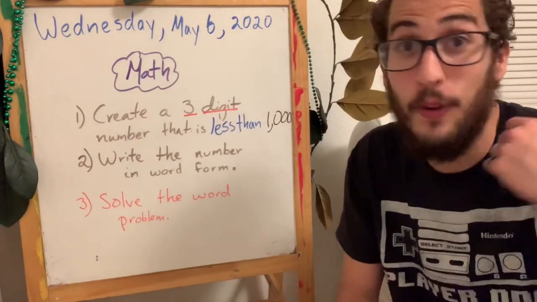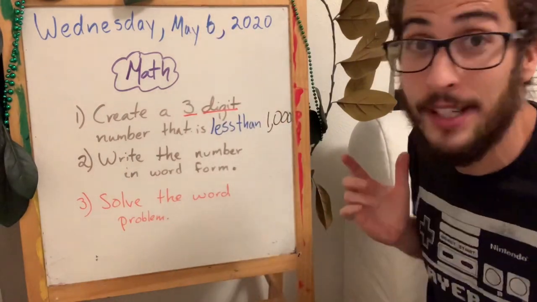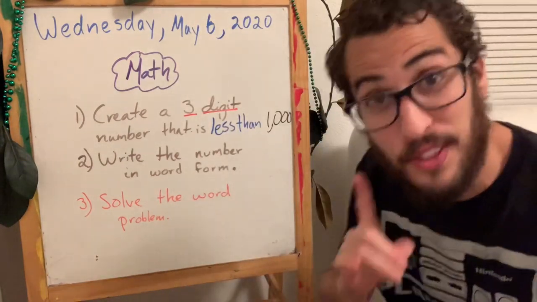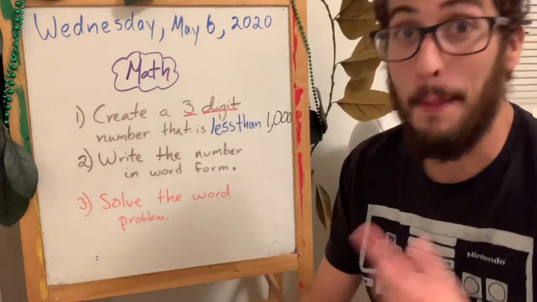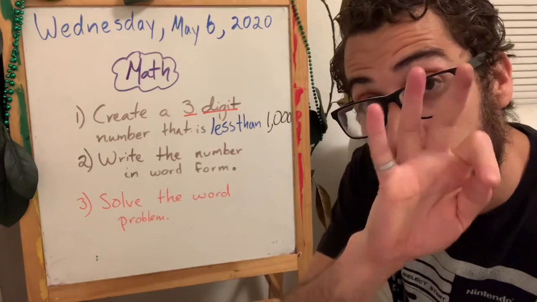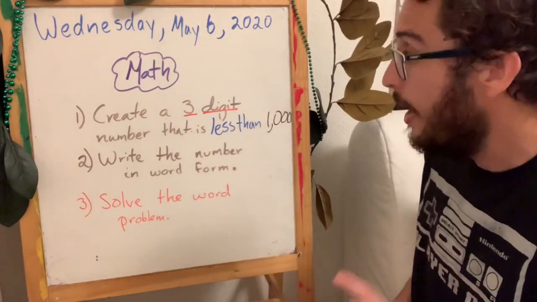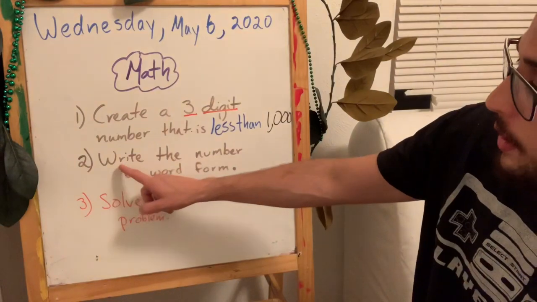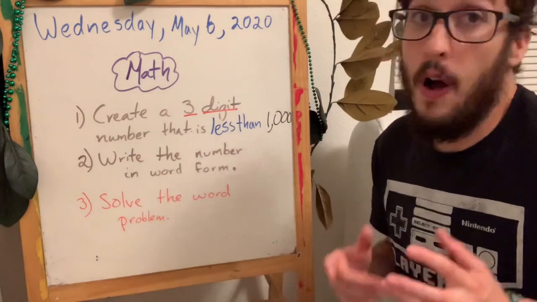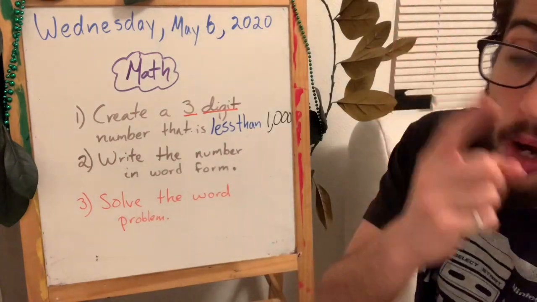I hope you guys are doing great today on Wednesday, May 6th of 2020. Today on math, we're going to do the same thing that we did on Monday. On Monday, we created a three-digit number that was less than 1,000. Then you're going to write that number in word form. And the last part, like every day, we are going to solve a word problem.